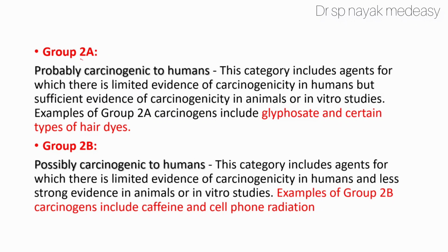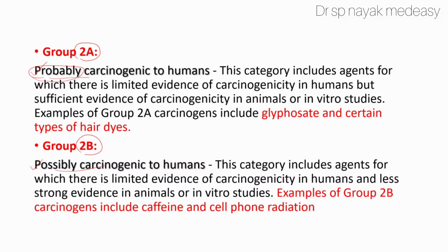In group 2, we have group 2A and group 2B. Group 2A are probably carcinogenic, and group 2B are possibly carcinogenic. You know the meaning of probable and possible. In group 2A, we have probable carcinogenic agents. They have a probability of causing cancer.